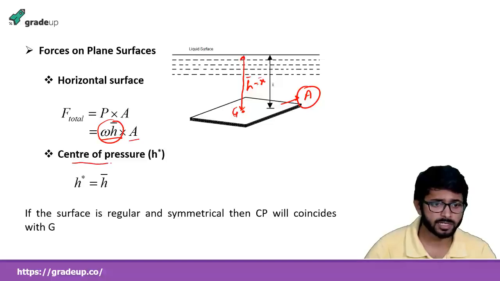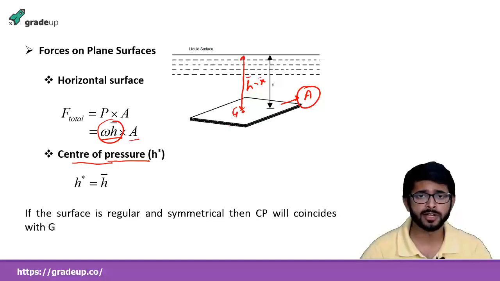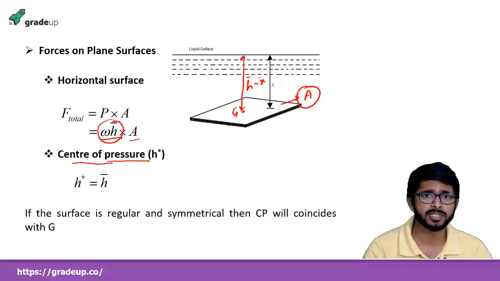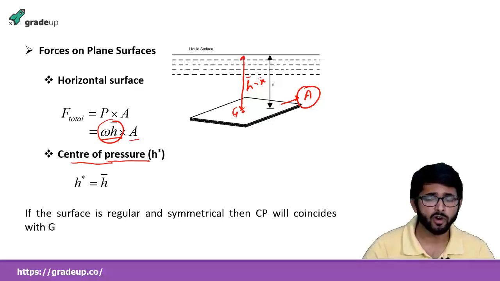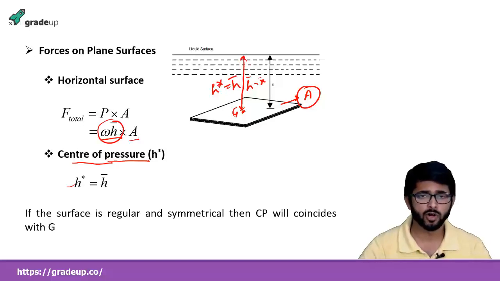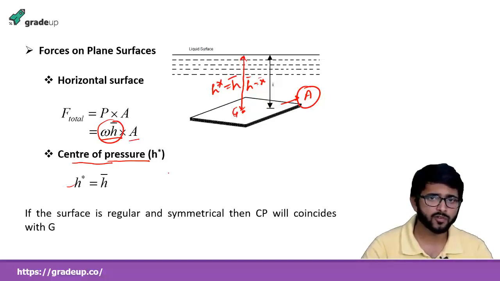So here, the center of pressure. I told you what the center of pressure is. Center of pressure is the point where the resultant force is acting. In case of a horizontal plane, the center of pressure is equal to h bar. H bar is the center of gravity. Here the center of pressure is equal to h bar in case of a horizontal plane. We will also derive this from some other equation in the forward slide.